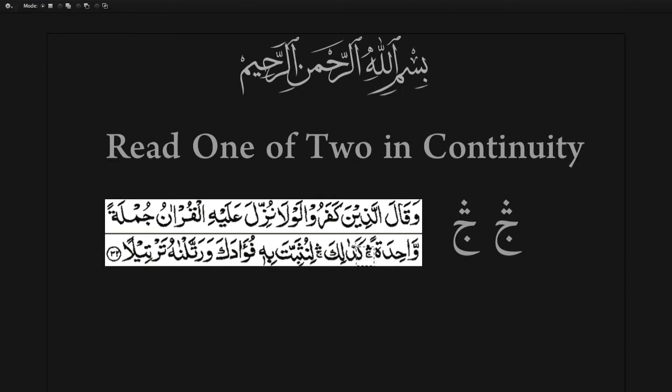So I continued this one and I stopped at this one. So I should stop at one and continue the other. So then I can say جُمْلَةً وَاحِدَةً كَذَلِكَ. So I continue and then I stop. لِنُثَبِّتَ بِهِ فُؤَادَكَ وَرَتَّلْنَاهُ تَرْتِيلًا.